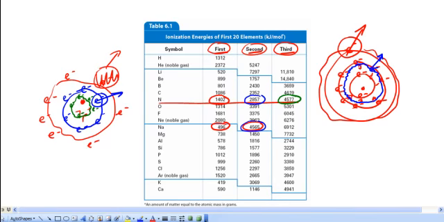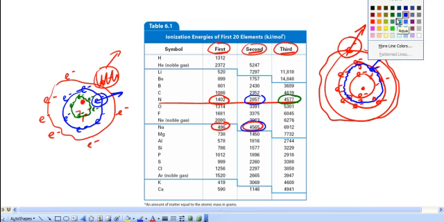Welcome back to 6.3, where we're dealing with periodic trends, and our discussion right now is focusing on ionization energies. How much energy does it take to remove electrons from atoms? And there are 2 points that we want to make before we take a look at the periodic trend.